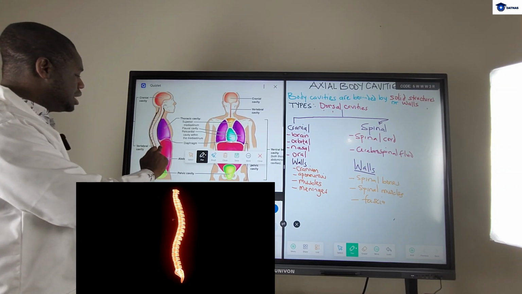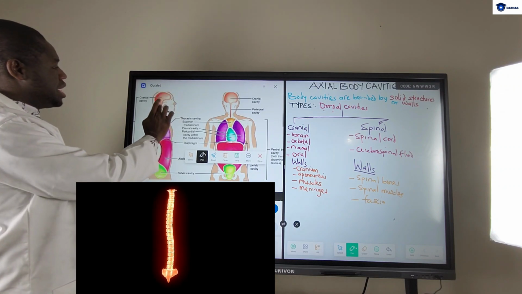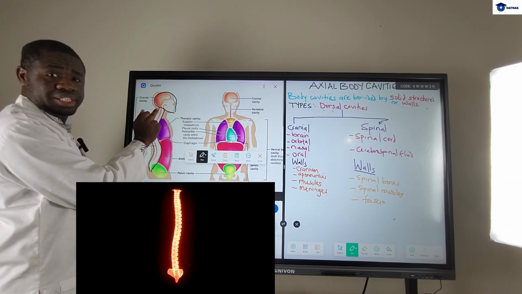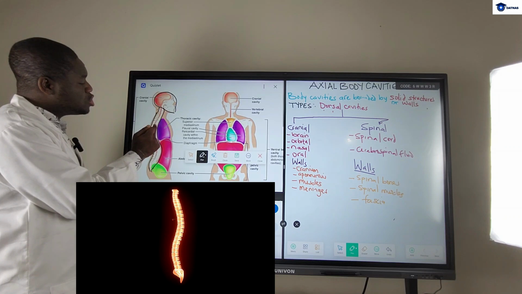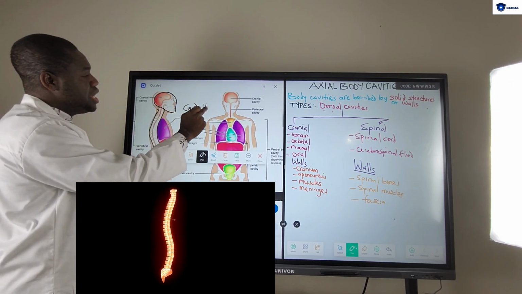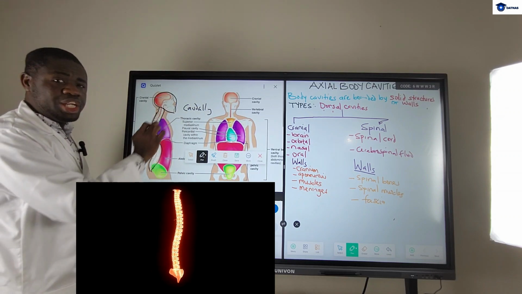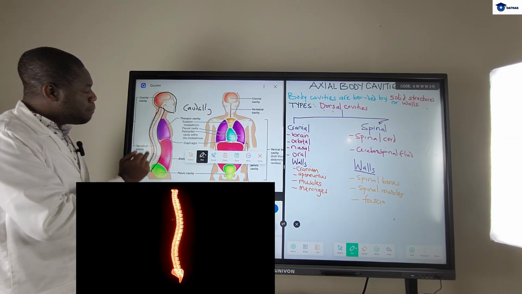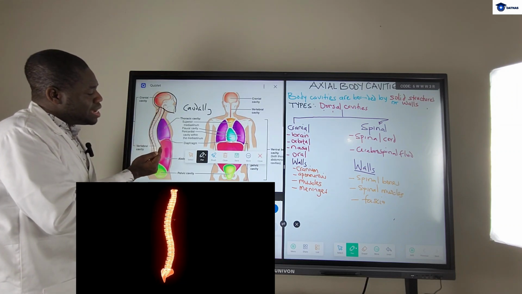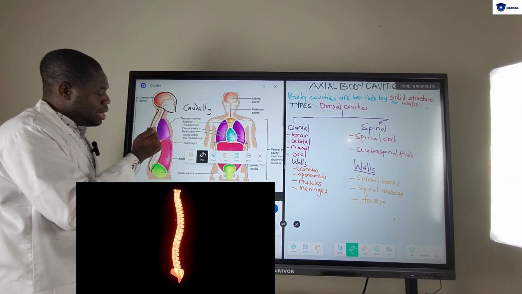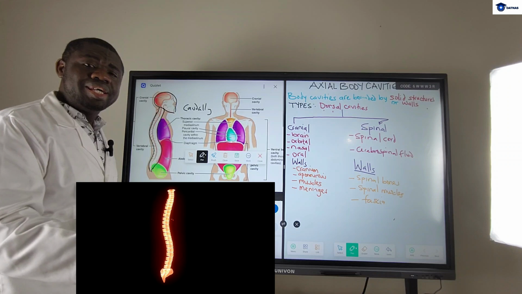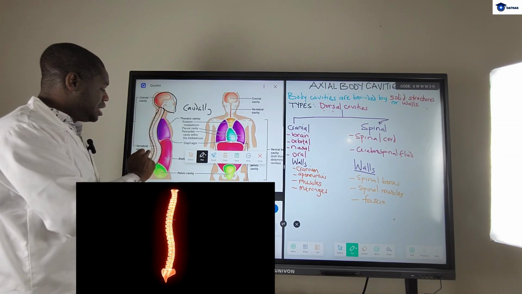You can see this is the cranial cavity here. It starts from below the head and travels caudally. Caudally means towards the tail. It travels caudally by passing behind the thoracic cavity, passing behind the abdominal cavity, passing behind the pelvic cavity. That is why it is the longest cavity in the body.